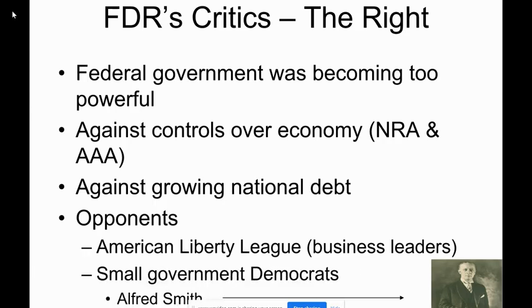Okay, Democrats. We do have a number of Democrats, especially in the South, that are going to be pushed towards the Republican side. And remember, we saw this when we talked about Hoover in the 1928 election, where we had these Hoovercrats that were against Alfred Smith.